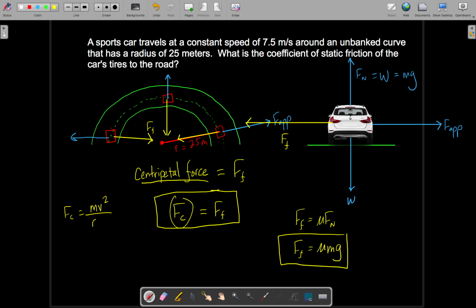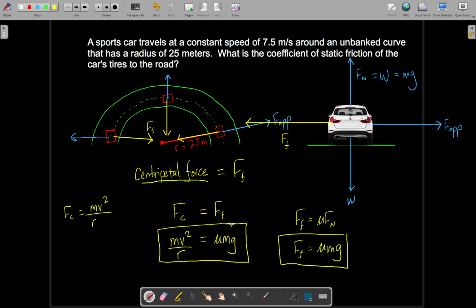Let's go ahead and break down both of these guys to what they stand for. So I'm going to break down frictional force to mu times mass times gravity. And I'm going to break down the centripetal force to mass times velocity squared divided by radius. And so what we just did was we substituted the centripetal force and the frictional force for that.